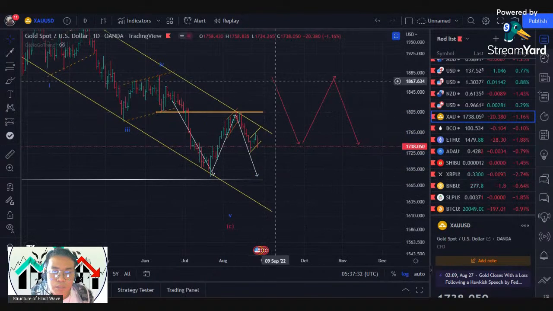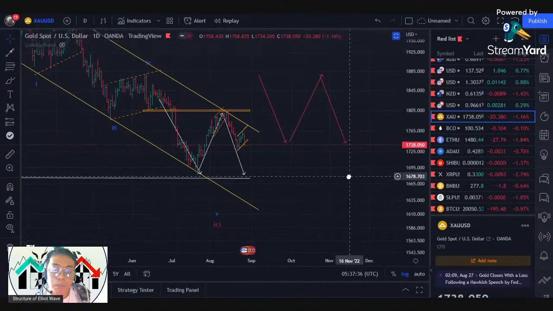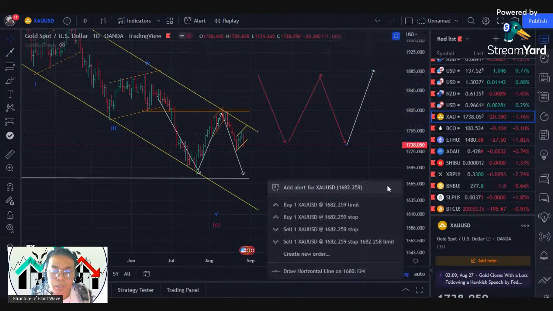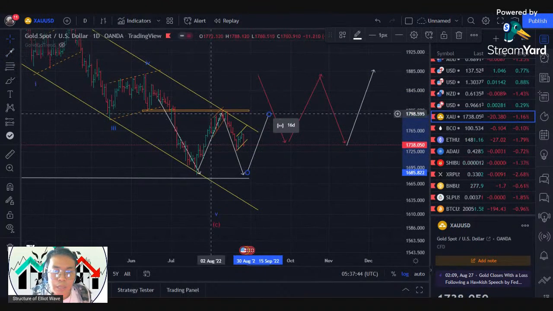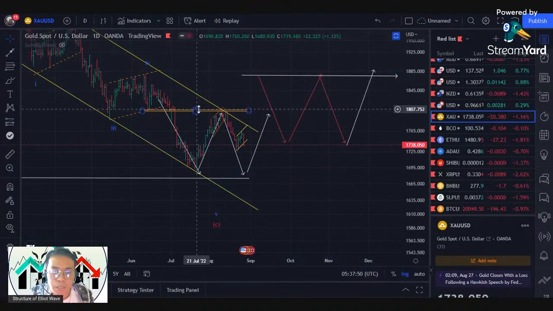Okay, so if you can see here, this is the possible double bottom. And if it is complete, this is what it looks like. This is the neckline, that's what we call the neckline. Yeah, this yellow is the neckline.